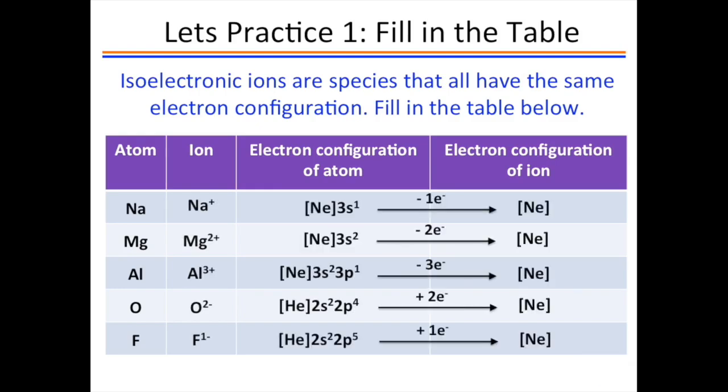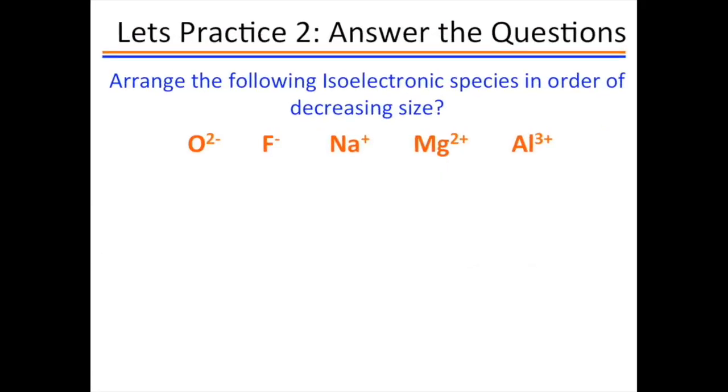Here are the solutions. All ions are isoelectronic. Notice that some atoms gain electrons and some lose electrons to create the isoelectronic ions that have the configuration of neon. Now try to arrange the isoelectronic species in order of decreasing radii, that is, from largest to smallest. Pause here and write the answer in your notebook.